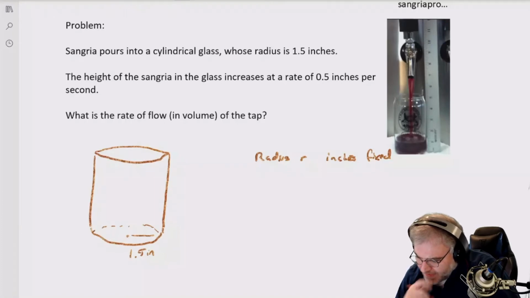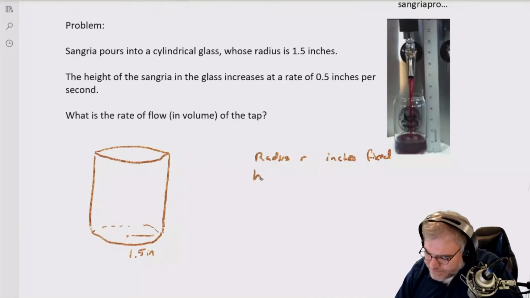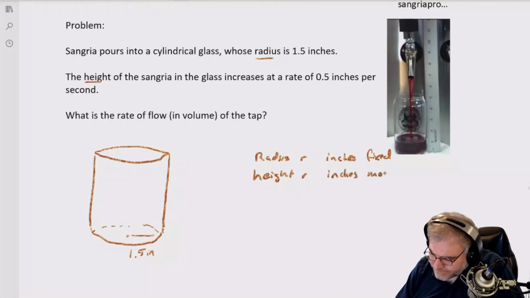Now, I have some height. There's the word height. I've got radius, and I've got height, and I don't know what the height is. But the height is moving. The height of this fluid, which is what I'm really interested in, this very lightly purple colored sangria, which I probably wouldn't drink because it looks a weird color, is going up.